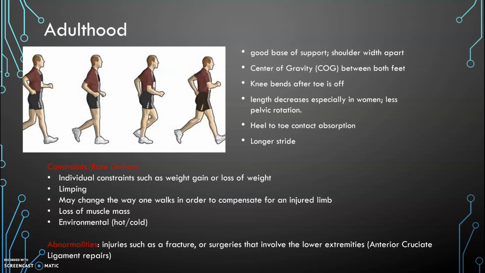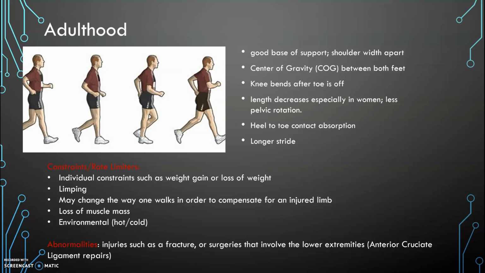Now we move on to adulthood. As we can see, as one continues to grow, not only is one a proficient walker, but running and hopping are things that one can also do. While walking, the gait changes that can be seen would be a better base of support, such as shoulder width apart, a better center of gravity, heel-to-toe contact absorption, and a longer stride.